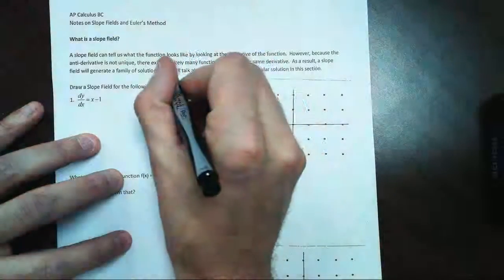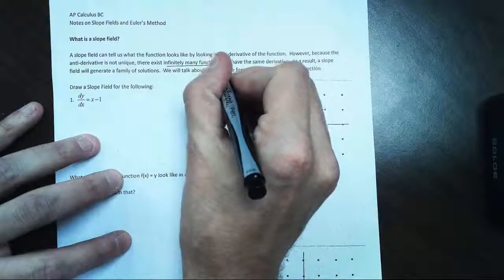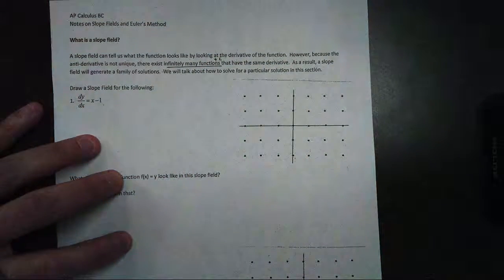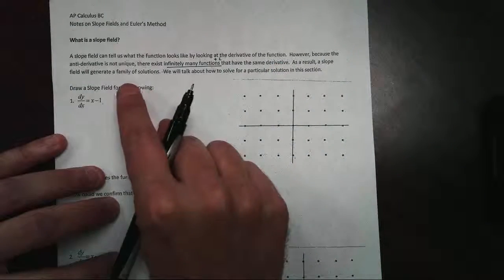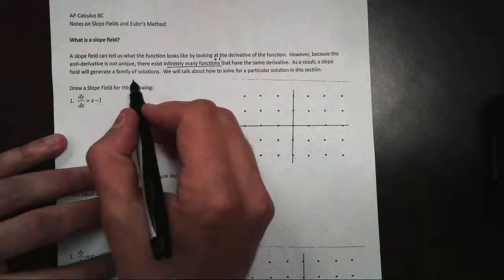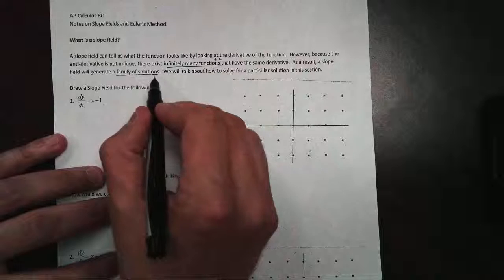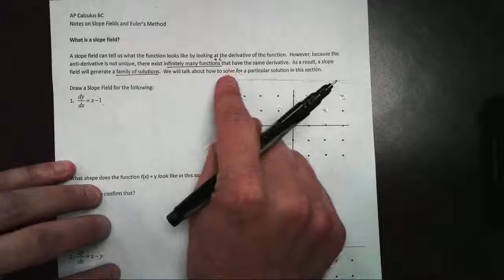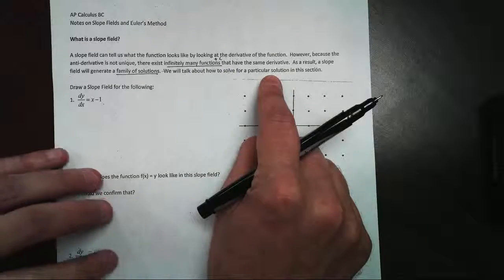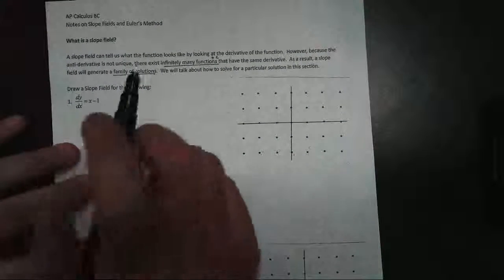That's that constant. Remember, we take an antiderivative. That's that plus c that we have that gives us all the same derivative. As a result, a slope field will generate what we call a family of solutions, all of them looking exactly the same. We're going to talk about how to solve for the particular solution later on in this section too. So first thing we do is how to draw a slope field.